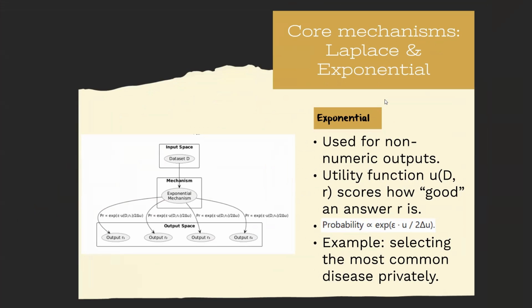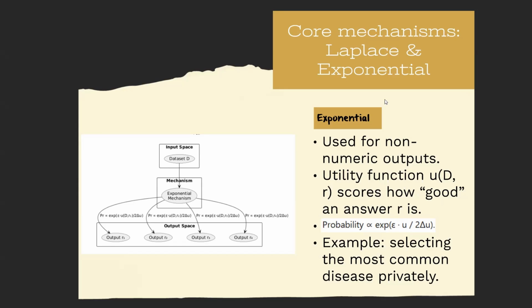The exponential mechanism is designed for non-numeric outputs, where the result comes from a general, discrete set of possibilities rather than numerical values. The key idea is that instead of adding random noise directly to the output, we use a utility function, often denoted by u of d, r, to measure how good or desirable each output r is for the given dataset d. So this mechanism selects one output with probabilities that depend on the utility score.